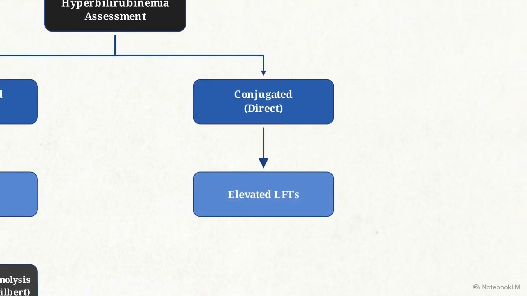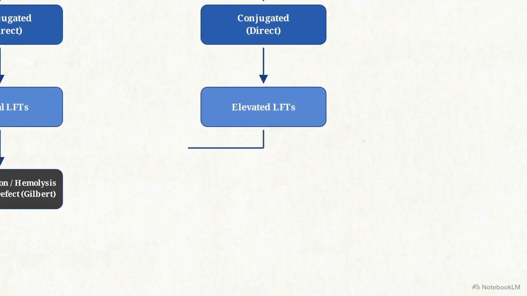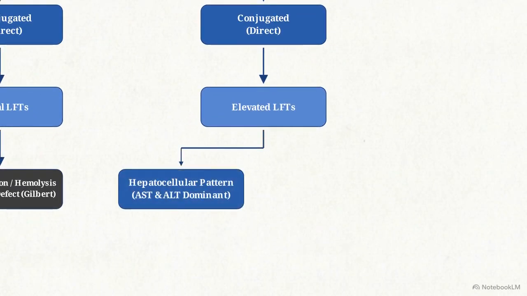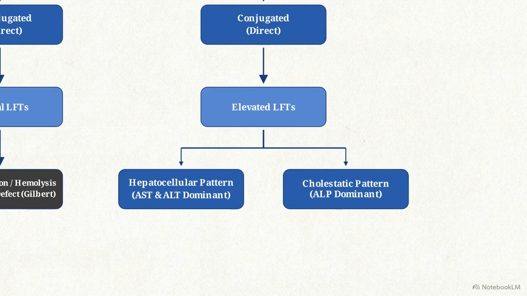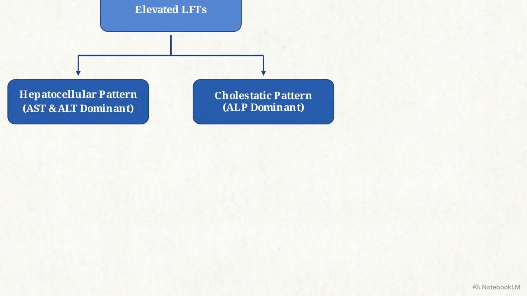A different picture emerges when hepatic enzymes are elevated. Here, the algorithm forces a second split. We have to identify the primary pattern of injury, an AST and ALT dominant spike indicating hepatocellular damage, or an alkaline phosphatase dominant pattern pointing to cholestatic disease.